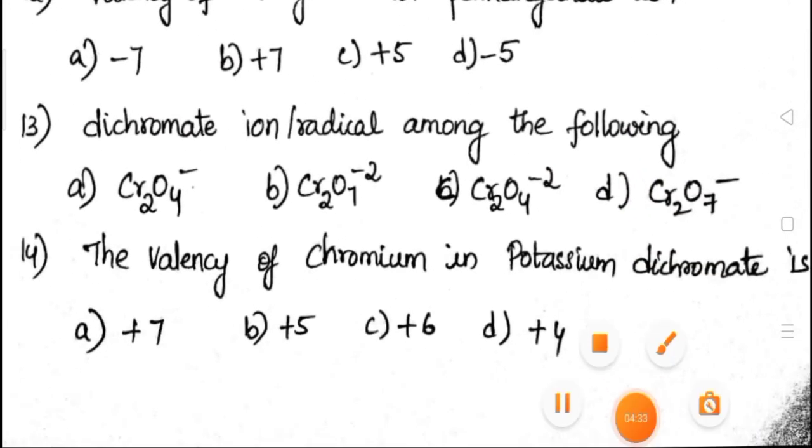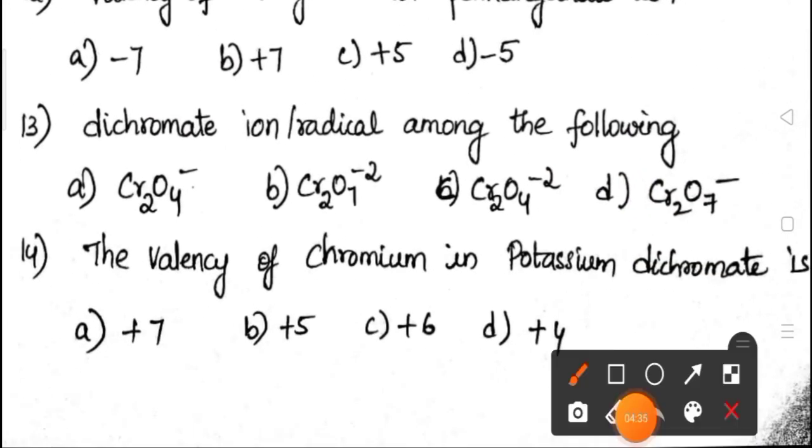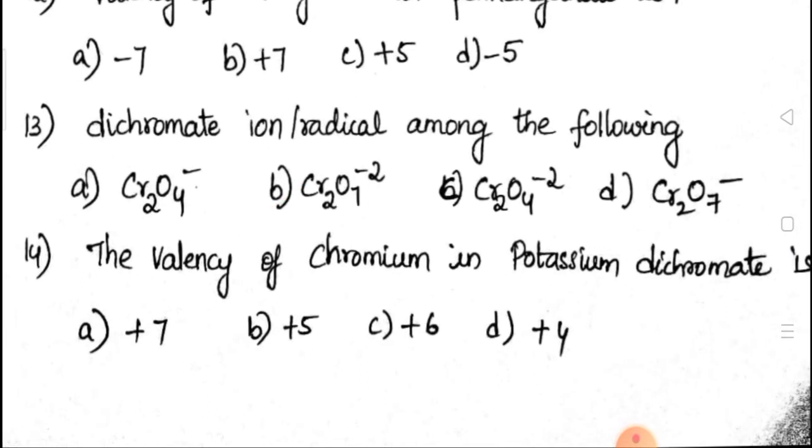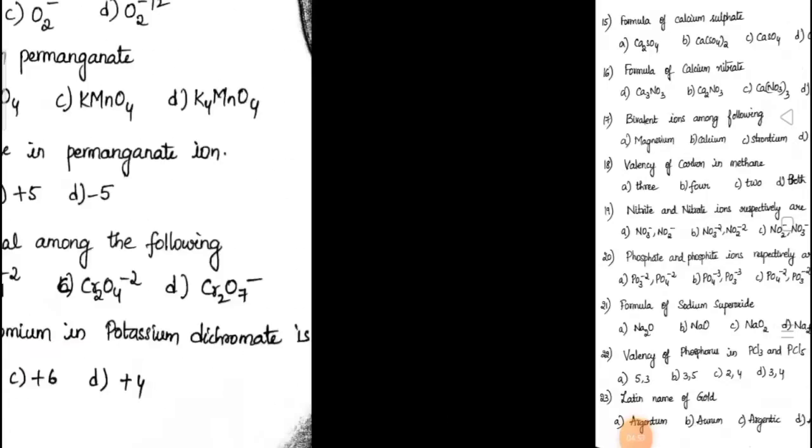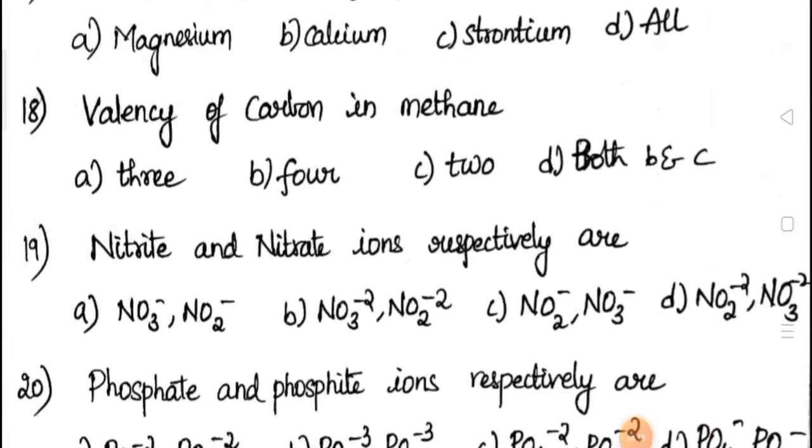13th question, dichromate ion or radical among the following. K2Cr2O7 is potassium dichromate, I already told you. So what is dichromate ion? Cr2O7 minus 2. Okay. And the valency of chromium in potassium dichromate, we have also calculated, that is plus 6.